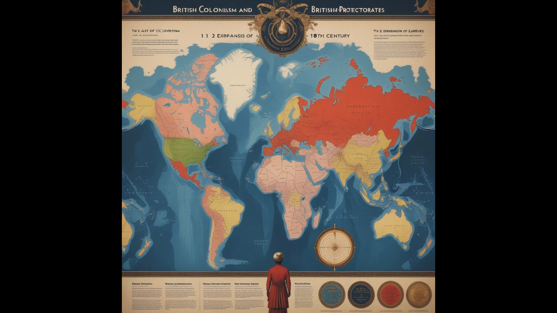3.3 Asia. India, 1858 to 1947. India was considered the jewel of the British Empire. While India itself was directly ruled by Britain after 1858, regions like Nepal, Sikkim, and Bhutan were considered British protectorates. Burma, 1886 to 1948. Burma was annexed by Britain and administered as part of British India before becoming a separate colony.